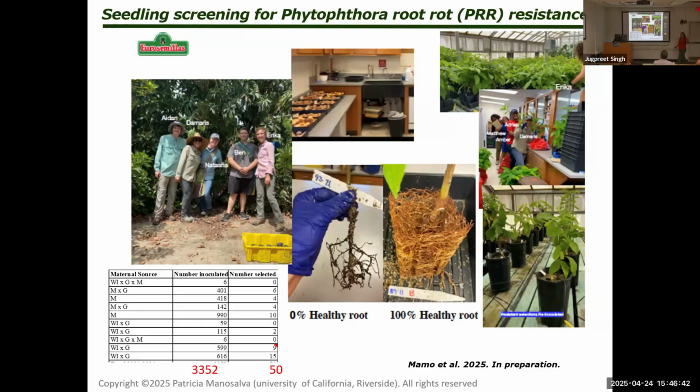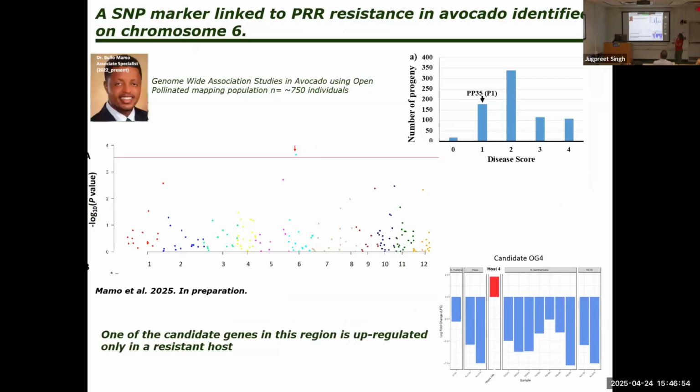So we need to move to more molecular techniques to have genomic selection, a marker that allows us to find these resistant areas in the chromosome, so that we don't have to do all this inoculation and just focus on the ones that have the marker. So we were able to do genome-wide association studies with these mapping populations of segregating progeny from the PP35 mother, and we identified one SNP marker located in chromosome 6 that is associated with that resistance in the mother.